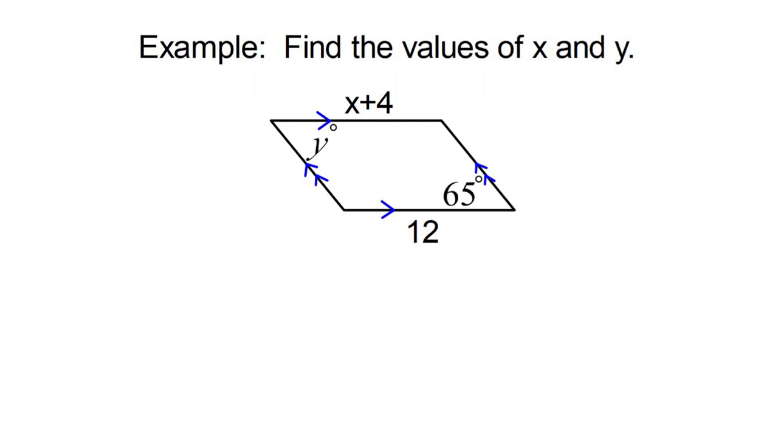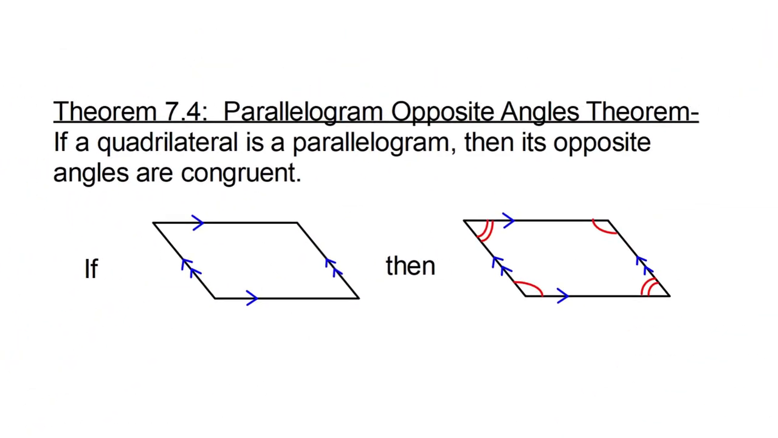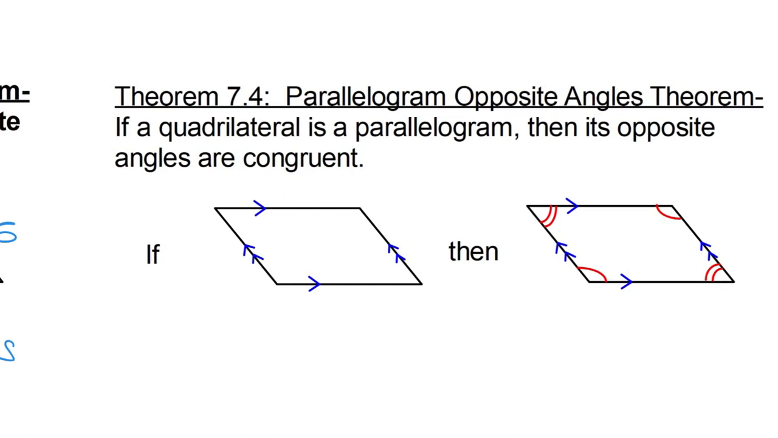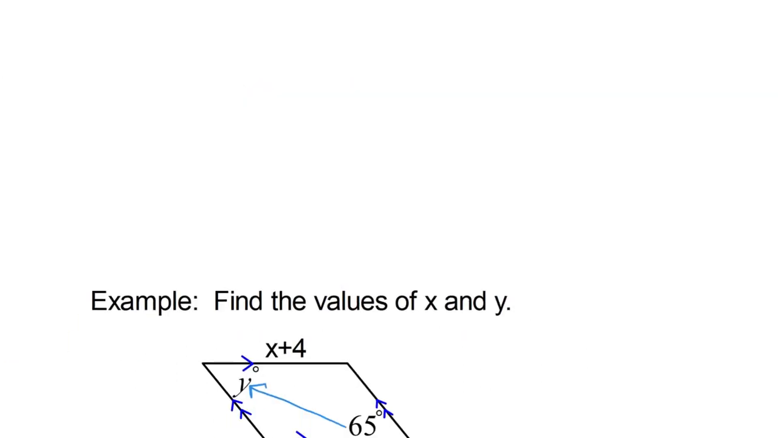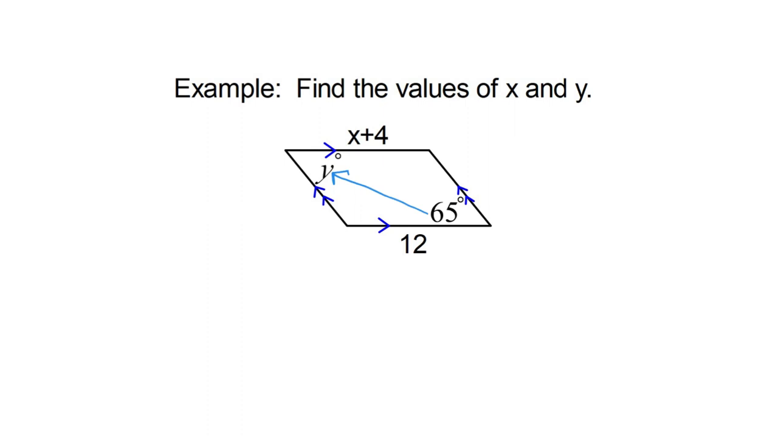All right, so taking a look at this example, we can figure out what y is very quickly using the opposite angles theorem. Right, that's the one we just learned, this one. If a quadrilateral is a parallelogram, then its opposite angles are congruent. We know that this is a parallelogram because it's got our little arrows here and here, and of course has to have two pair. Okay, so since we know it's a parallelogram, we know the opposite angles will be the same, and that would tell us that y is 65 degrees. So we're just going to write opposite angles theorem.